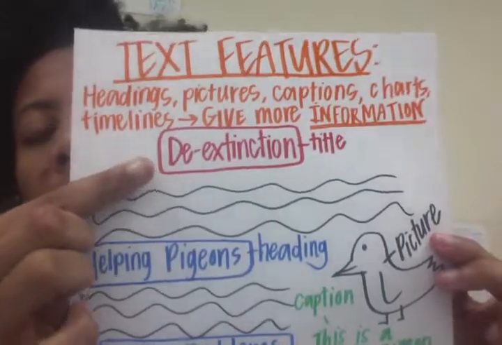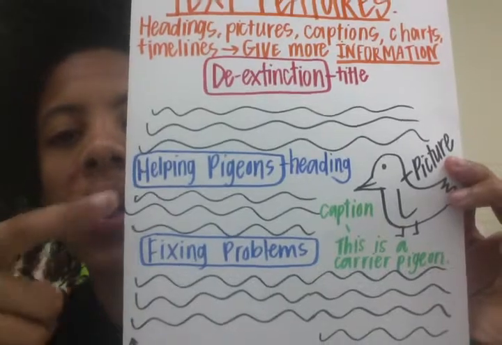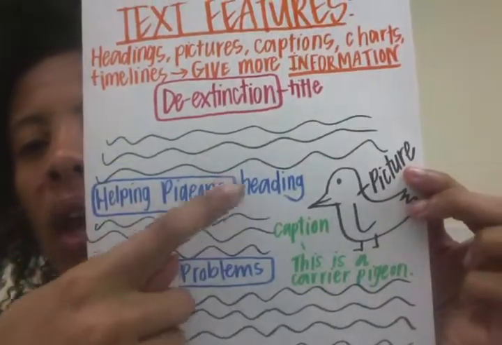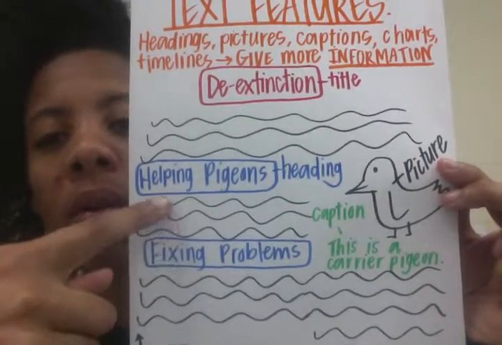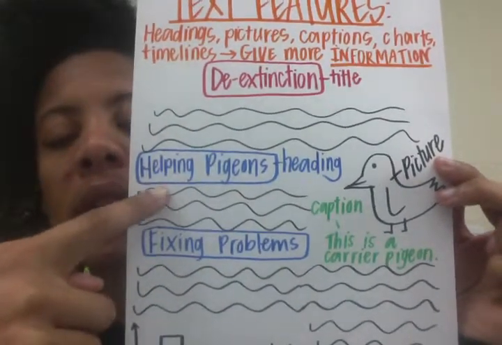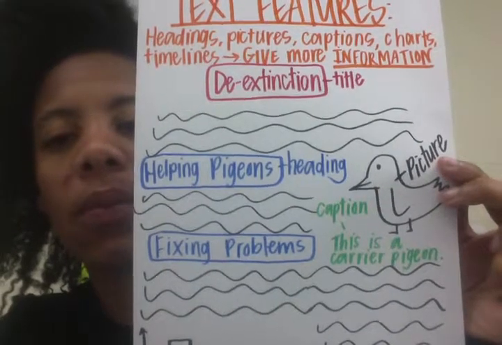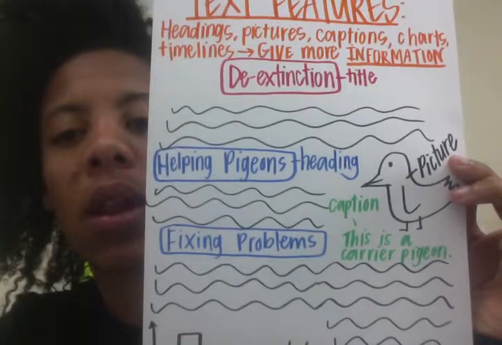So you should always check out all of the text features around a text to make sure that you're understanding the text. So for example, you have your title, de-extinction, and then you'll have all the words of the article, and then you'll have your heading. Your heading tells you what is going to be written in the section below. Write that down. The heading tells you what's going to be written in the section below.